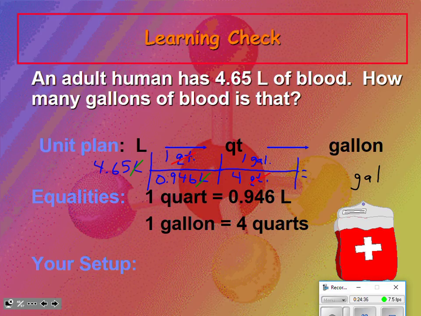Once I do that, I come up with the answer that 4.65 liters is going to convert into 1.23 gallons. Now I've rounded that number. Why did I round that number? I rounded that number to 3 significant figures because I have 3 sig figs up at the top. But once again, sig figs are tomorrow. We'll worry about sig figs tomorrow.